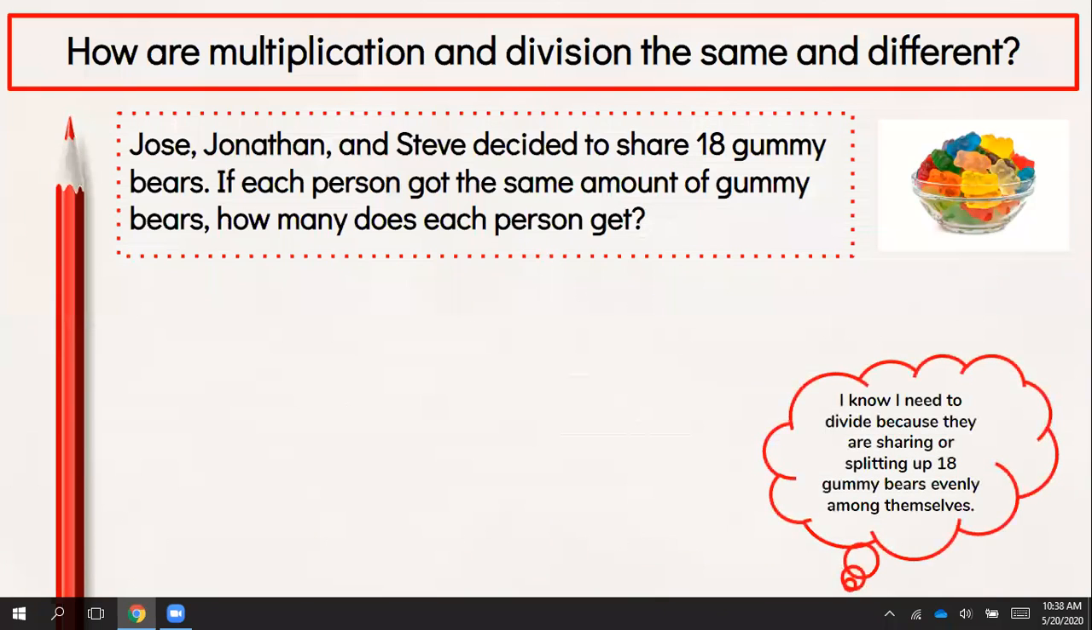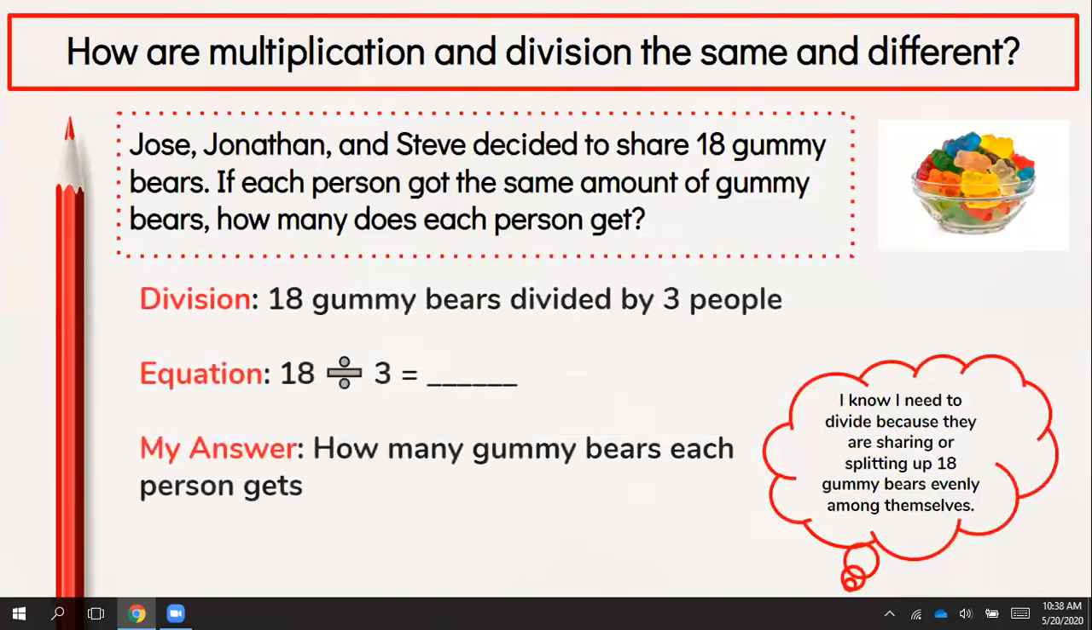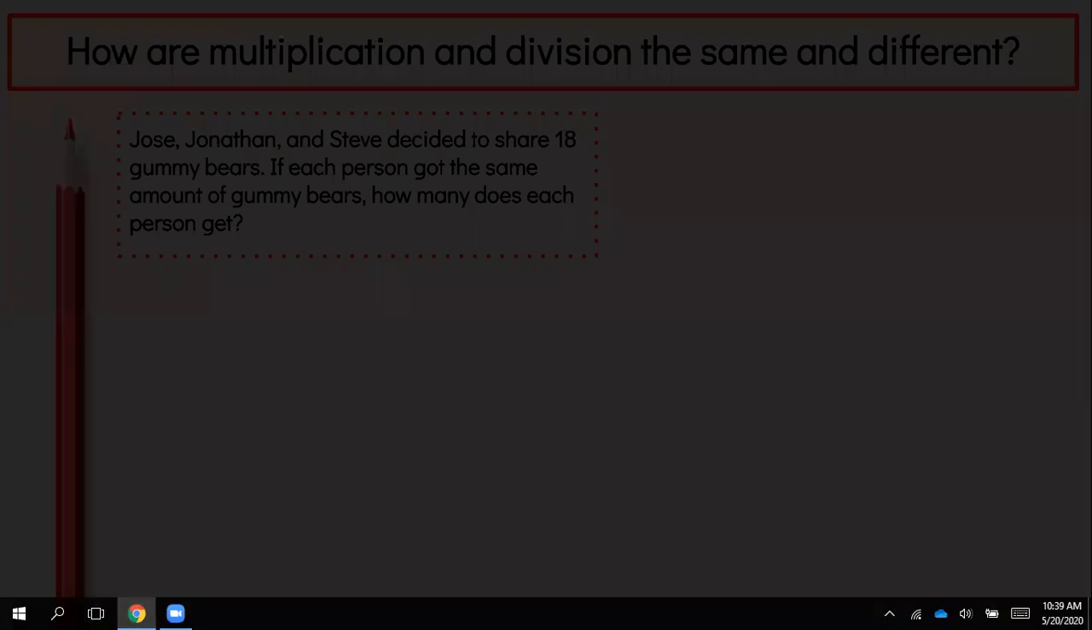So the first thing I think about this word problem is that I know I need to divide because they are sharing or splitting up 18 gummy bears evenly among themselves. So when I'm writing my division statement, I know that 18 gummy bears are being divided or shared by 3 people. So I know my equation is going to be 18 divided by 3. And I know my answer is going to tell me how many gummy bears each person gets.